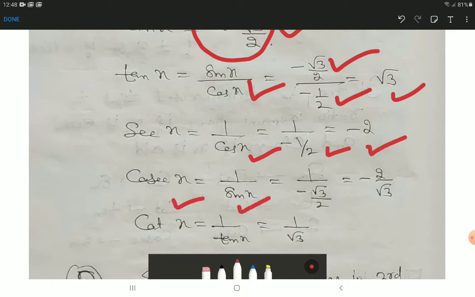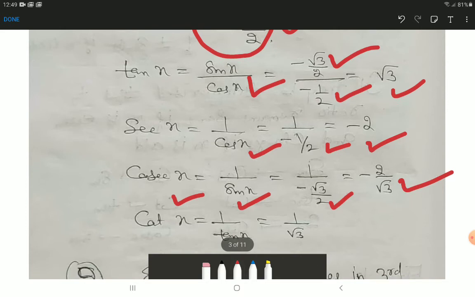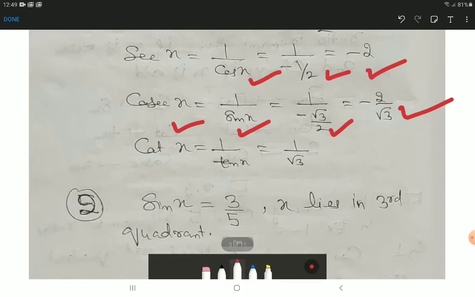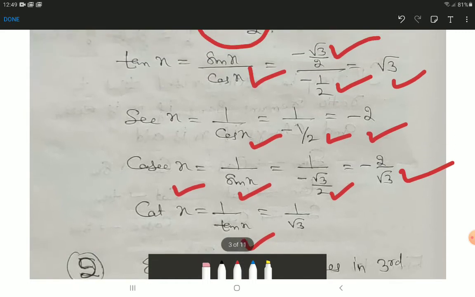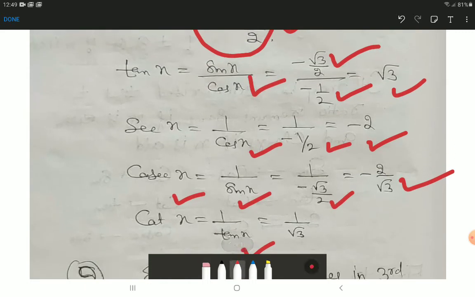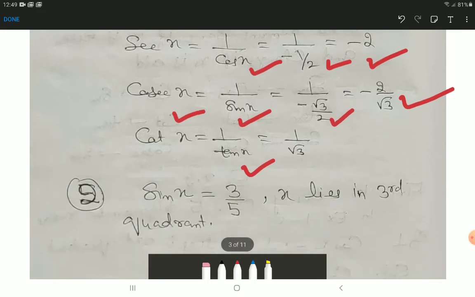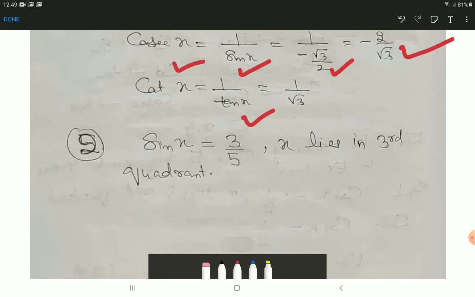Cosec x is 1 by sin x. So 1 by sin x, we have calculated it to be minus root 3 by 2. So the answer becomes minus 2 by root 3. Cot x is equal to 1 by tan x. Tan x we calculated as root 3. So cot x will be 1 by root 3, right? So in this way we have determined the other 5 trigonometric ratios.